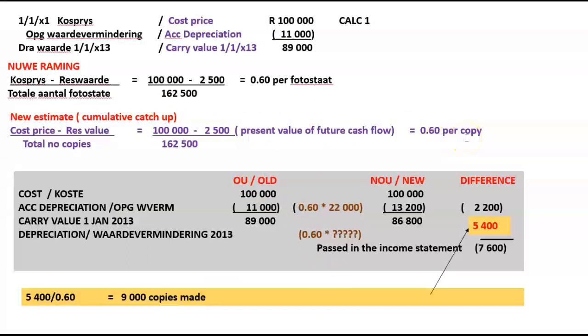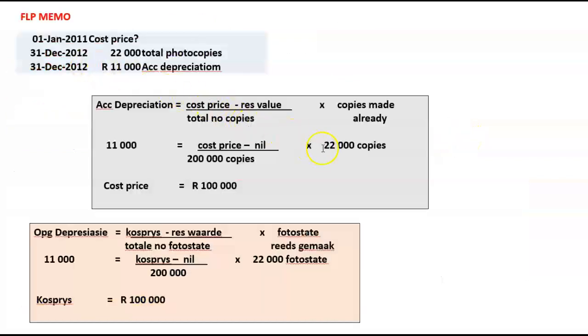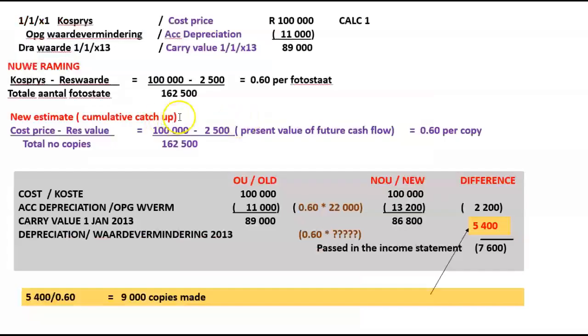How many copies did we produce up to the beginning of the current financial year? We have produced 22,000 copies up to the current financial year. So our price per copy, 60 cents multiplied by 22,000 copies gives us then 13,200 Rand, what we would like the accumulated depreciation to have been up to the beginning of the year.